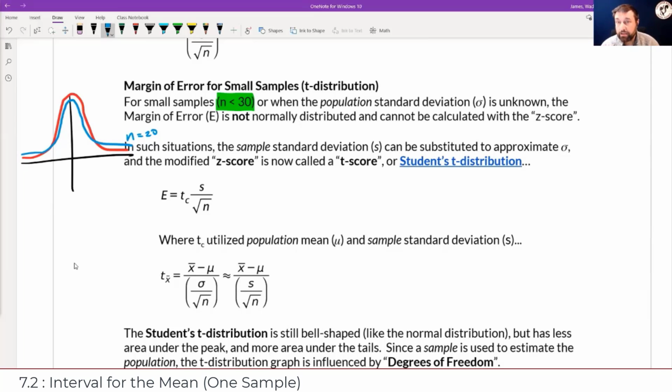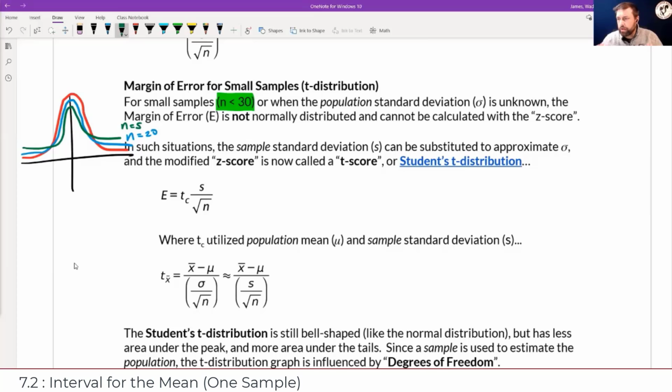Now, because of that, it changes the area. And so we have to find a different way of finding the area. We can't just use a z-score anymore. And if n becomes even smaller, let's say n equals 5, the graph becomes even more deformed. So it gets squished down even more at the mean and the tails get kicked up even more. And now the area is very, very skewed from the normal distribution, okay?